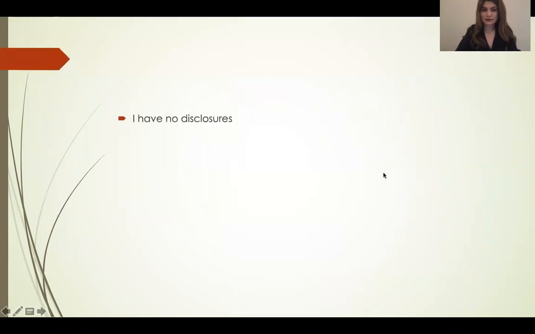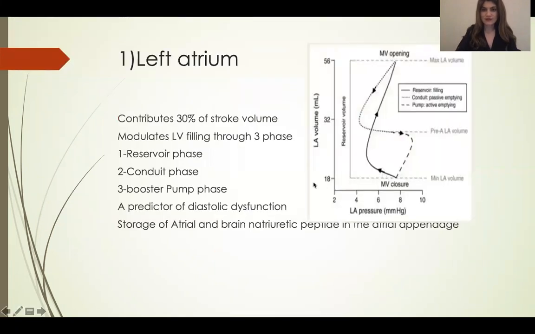I have no disclosures. The left atrium is a posteriorly localized heart chamber and contributes at least 30% of stroke volume. It modulates left ventricular filling through three phases: reservoir phase, conduit phase, and pump phase. In this diagram, we can see the left atrium functions.